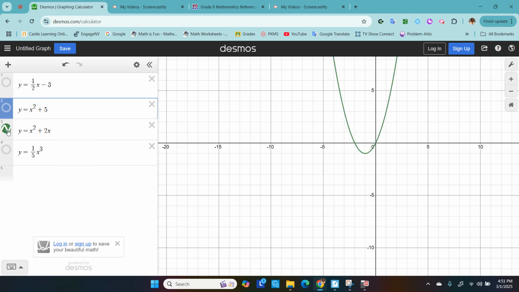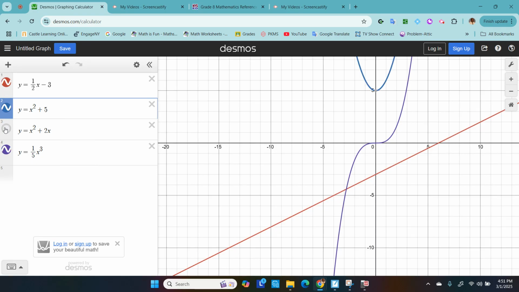And here's the third one. Green, we have x squared plus 2x. And notice it's still in the shape of a U, a parabola. And let's get the last one. We had the 1/5 to the third. I mentioned it was cubic. This is what that graph looks like when you have an exponent of 3. So it curves, and when you get into trigonometry, they really go wild with that stuff. So let me put them all together so you can see these things on one graph.